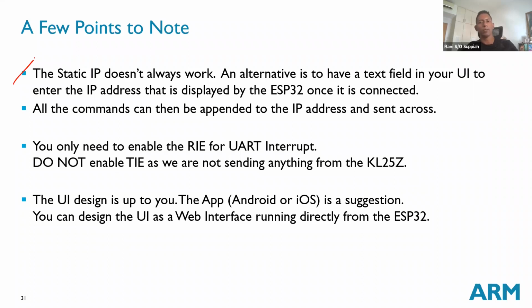All right, so if you do not want to use the static IP, one way is you just let it boot up and show the IP address, and inside your user interface, you have a text field where you can just key in the IP address the moment it boots up, and subsequently you just append all your commands to the IP address and send it out. So whether it's forward, reverse, stop, or whatever, you just append that string to the IP address and you can send it out over the network.